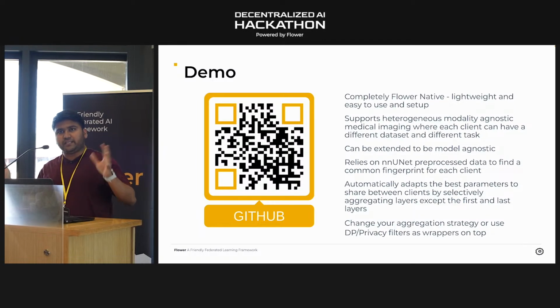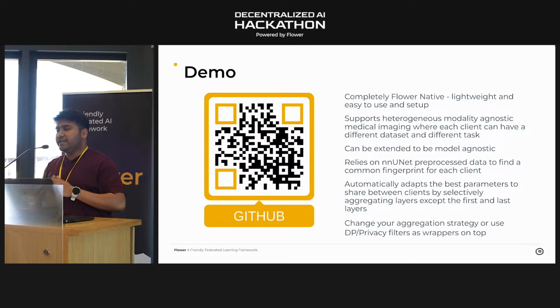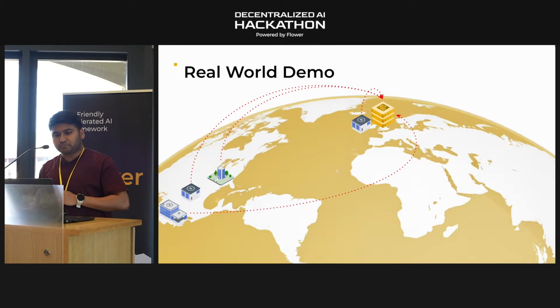And again, the script automatically adapts the best parameters because it selectively aggregates only those layers, except the first layer and the last layer, which is usually what we've noticed leads to personalized FL. It just doesn't aggregate those layers, but it sends the rest of the weights; we have a smart logic that selects what parameters get sent to the server. And on top of this, because this is built natively in Flower, you have all the advantages of Flower. So you can have a DP filter on top, you can have any other privacy filters that you'd like, and it's as simple as one line of code, and you can see that in the Flower docs as well.